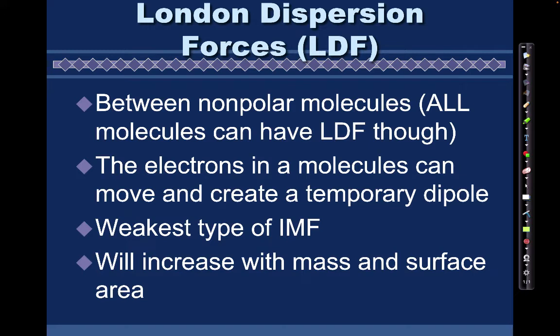Now, what you will see is that if you have a higher mass or if you have a higher surface area, that increases your London dispersion forces. But really and truly, that's not the reason you see this, okay? The reason you see this is because it's got more electrons that are able to create these temporary dipoles. So we call that more polarizable electrons.